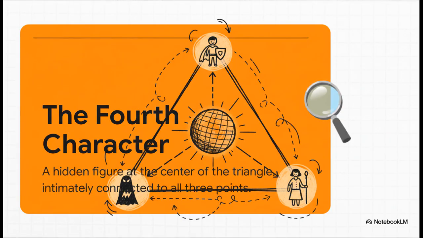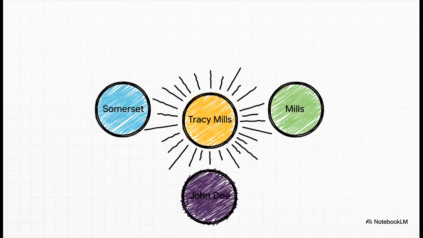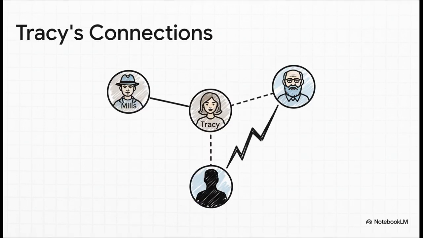This is the secret linchpin of the entire story. The fourth character. They exist at the very center of that triangle, and they have an intimate, critical connection to all three points: the protagonist, the antagonist, and the third character. So, who is it in Seven? Who is this hidden fourth character, the true heart of the story? It's Tracy Mills, played by Gwyneth Paltrow, Detective Mills' wife. And just look at how perfectly she fits right in the middle.